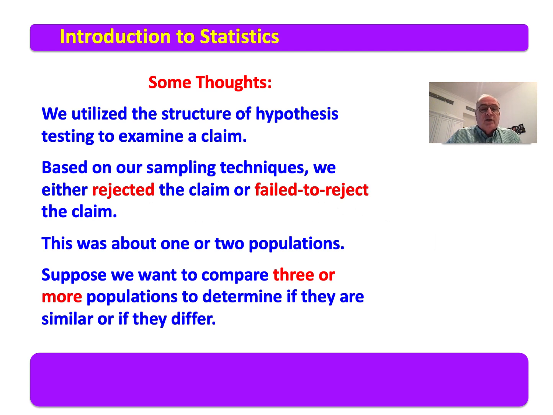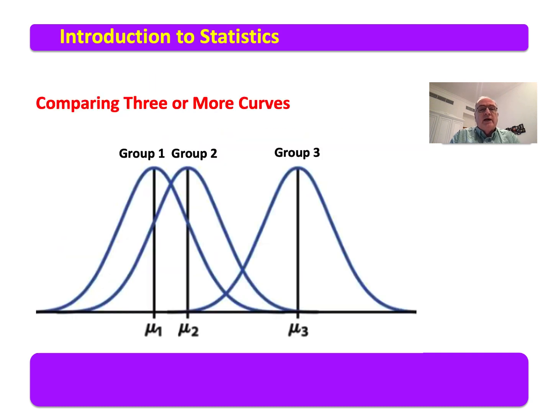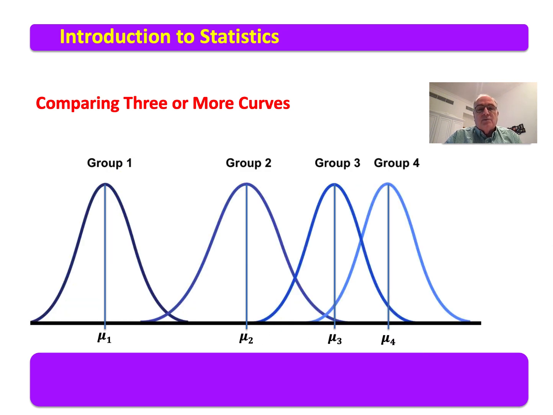What we did last week was about two populations, and before that we looked at a claim about one population. Suppose we want to compare three or more populations to determine if they are similar or if they are different. Now, here's a diagram comparing three or more curves. Now, I'm very proud of this diagram. We have group 1 in this diagram, which runs here in its normal distribution, group 2 here, and group 3. We might have these three distinct populations and we want to look at them to see if the means differ statistically.